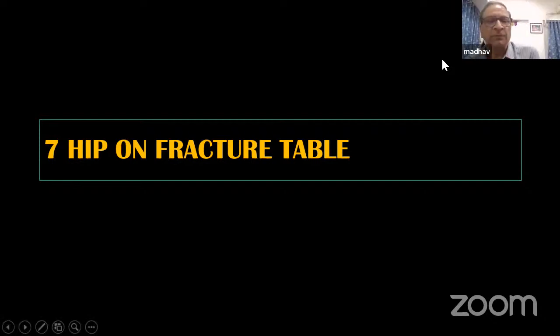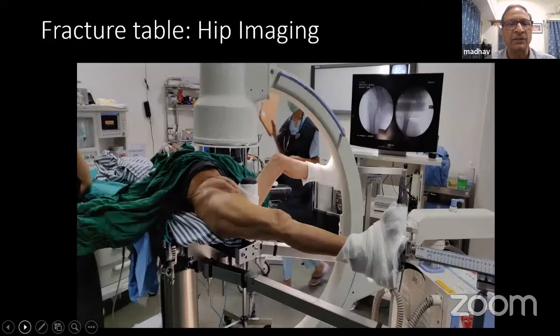Okay, thank you, Shantanu. So now we come to one of the most commonly performed surgeries by orthopedic surgeons, that is a fracture of the upper end of the femur or fracture around the hip joint. It could be either an intracapsular fracture of the neck of femur, or an intertrochanteric or a subtrochanteric fracture, which most orthopedic surgeons prefer doing on a fracture table.